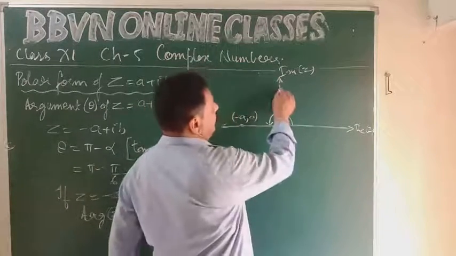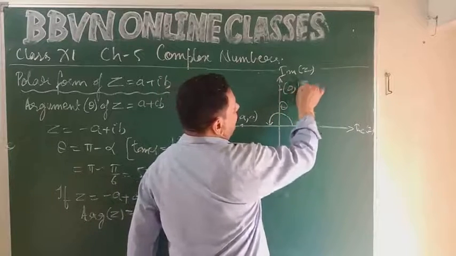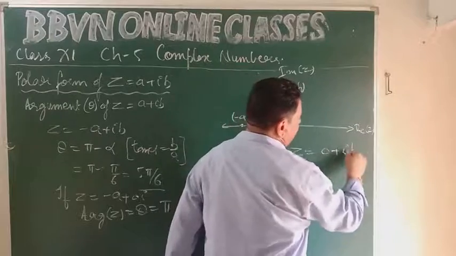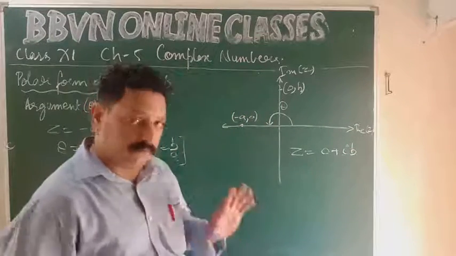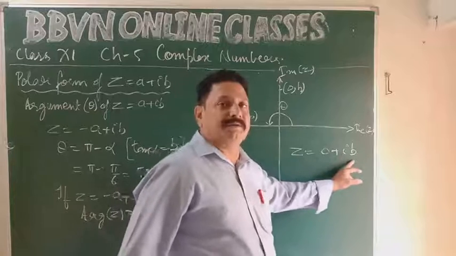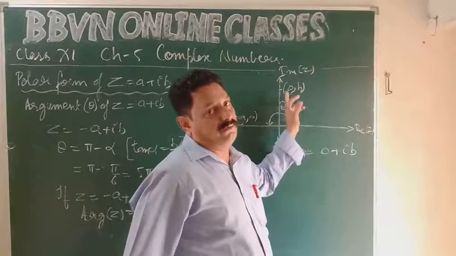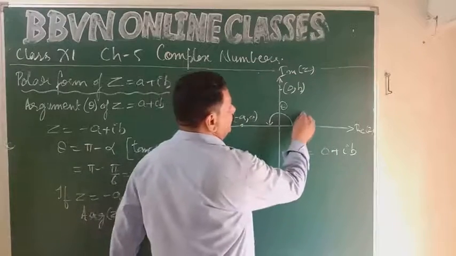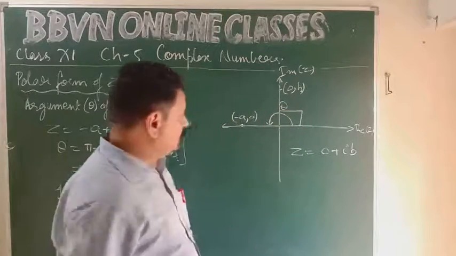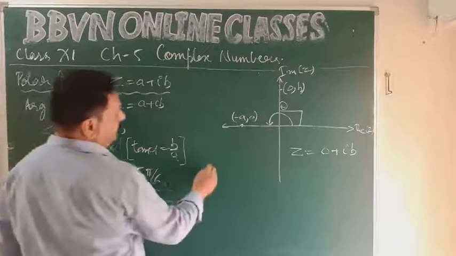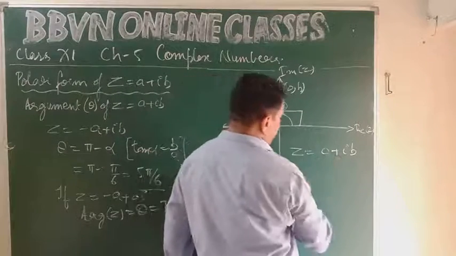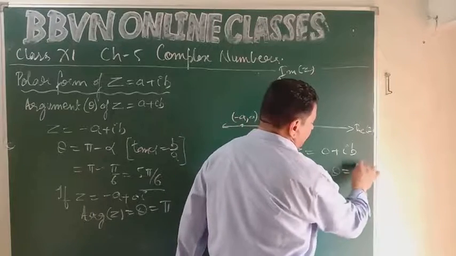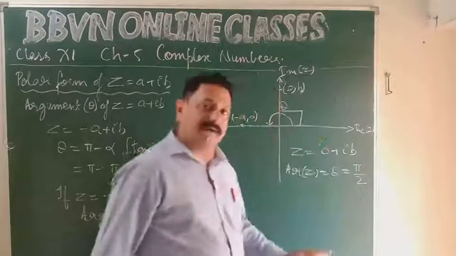Suppose your theta lies here. So this is 0, b. So your complex number z will be 0 plus iota b. No real part. Imaginary part is b. So this lies on the positive y-axis. So how much will this angle theta be? You know very well, this is 90 degrees. So for any complex number in the form z equal to 0 plus iota b, the argument of z, theta, will be equal to 90 degrees or pi by 2 radians.